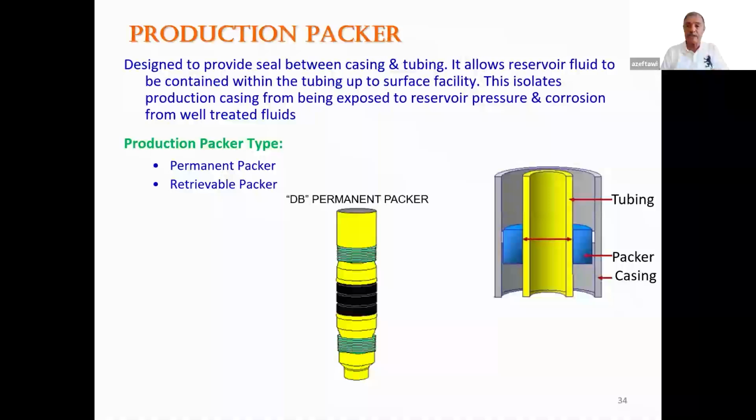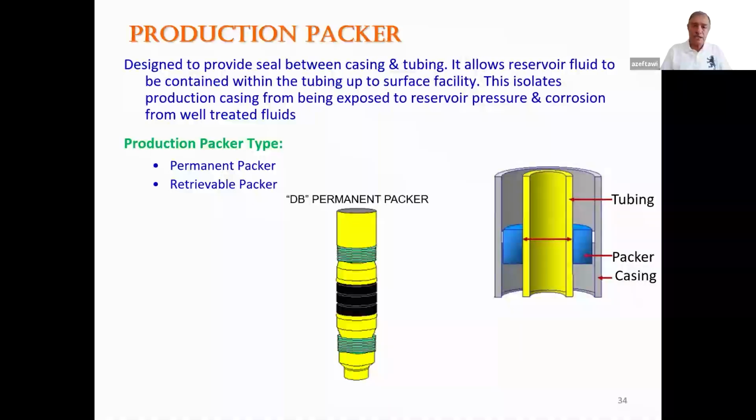Or we can set it electrically by E-line, E-line being the electric line. We run the packer with the electric line till we reach the depth. Then from the surface, from the control cabin, we push the button. This button will explode a nitrogen charge. This charge, when it explodes, will shear the pins. Same effect will happen. The slips will bite. The element will inflate to make a tight packer seal. In this case, we set it electrically.